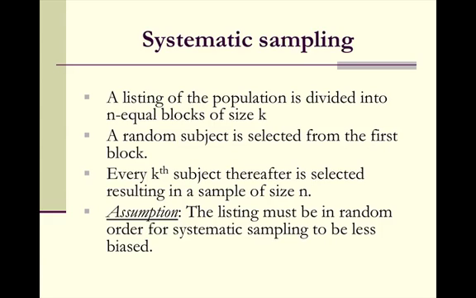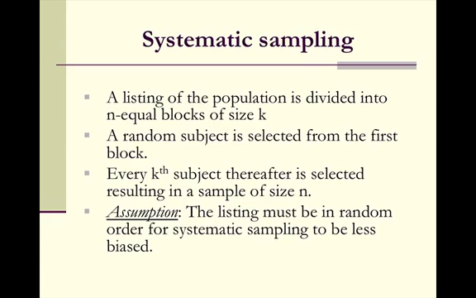Systematic sampling, a listing of the population is divided into n equal blocks of size k. Random subject is selected from the first block, and then every kth subject thereafter is selected. Now think about this one as you have the phone book, and out of the phone book you choose every 9th person. So then you get a sample size, lowercase n right there, of every 9th person in the phone book. Now the general assumption is the listing must be in random order for systematic sampling to be less biased.